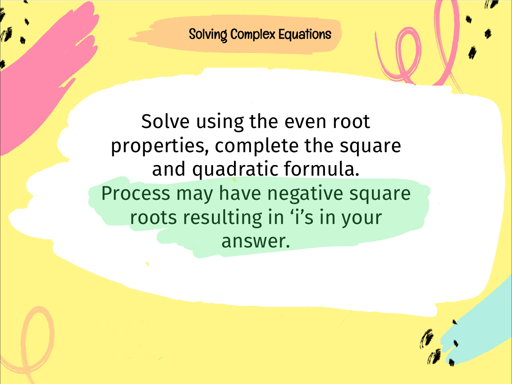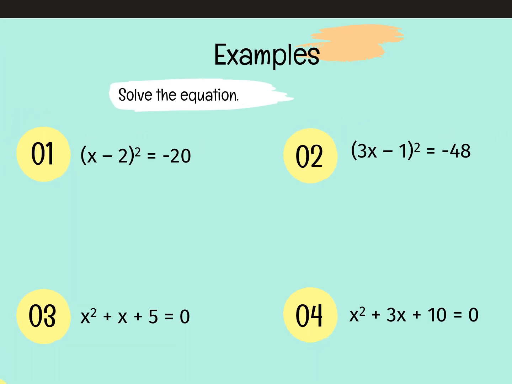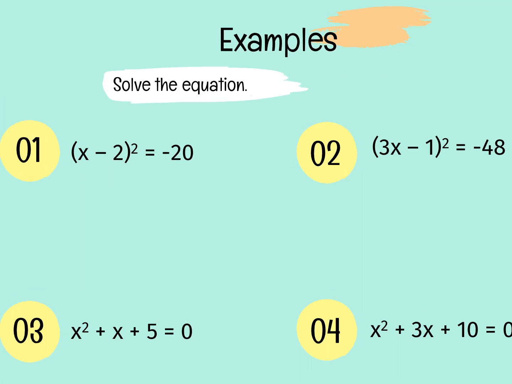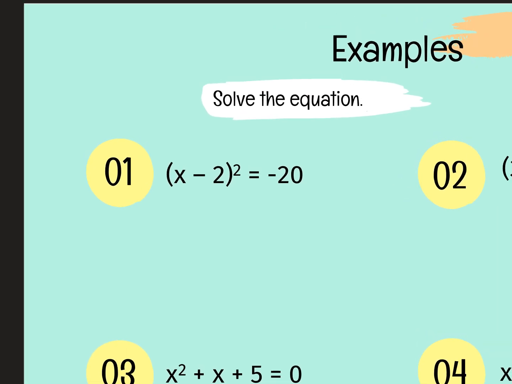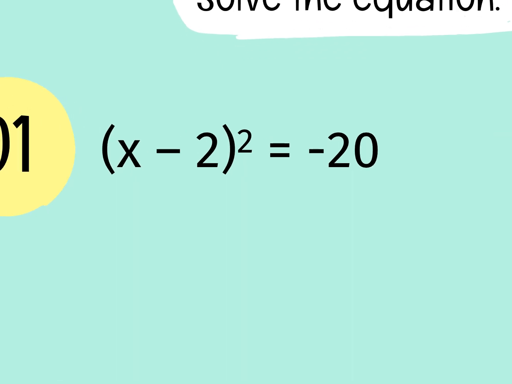But the three ways that you can solve quadratics is you can use the even root property, which is the first thing we're going to do, completing the square, which we've already done, or the quadratic formula. So if you look at numbers 1 and 2, they're both set up for you to do what's called the even root property. When you have a binomial that is squared, that's set equal to a number, how can I get rid of that squared? What can I do to both sides? I can take the square root.